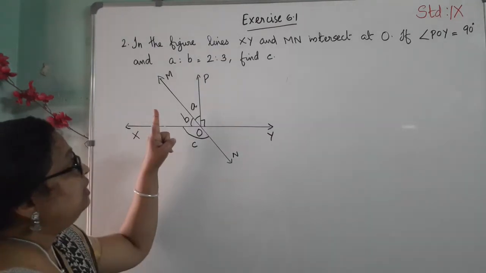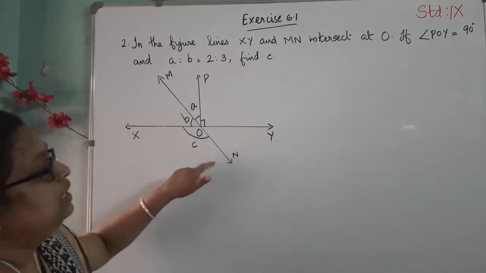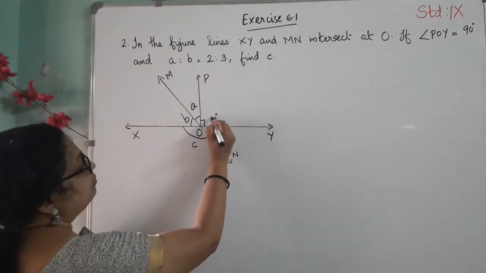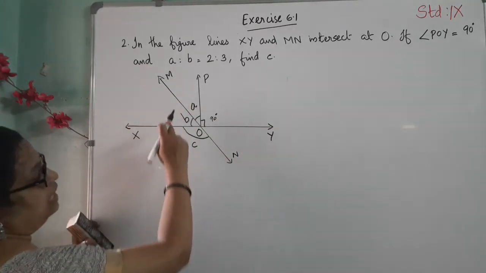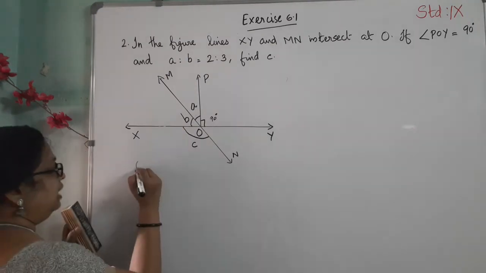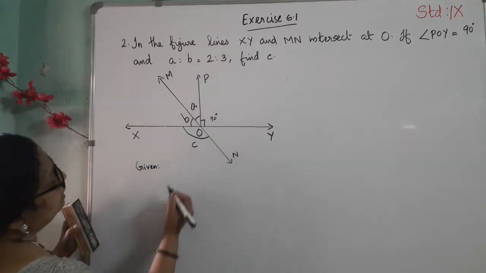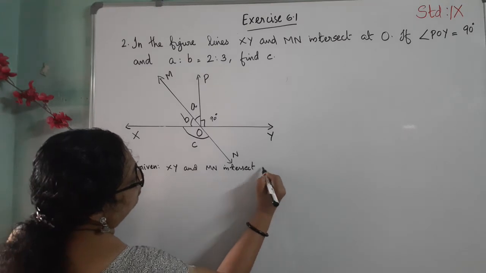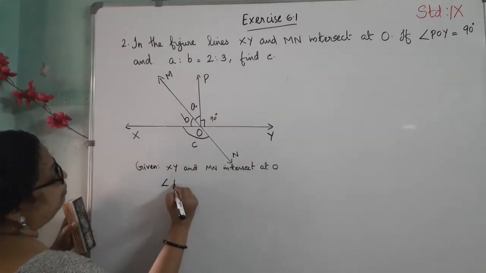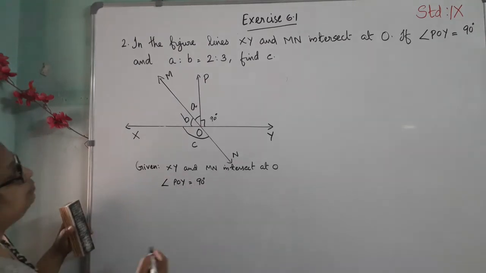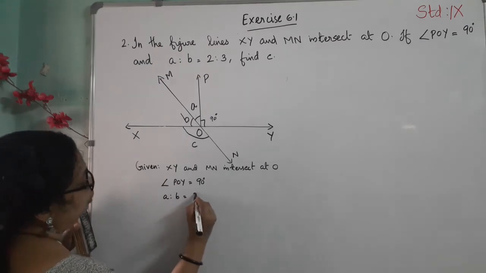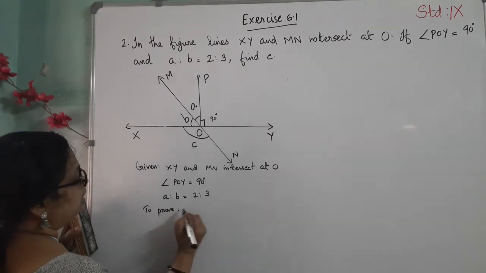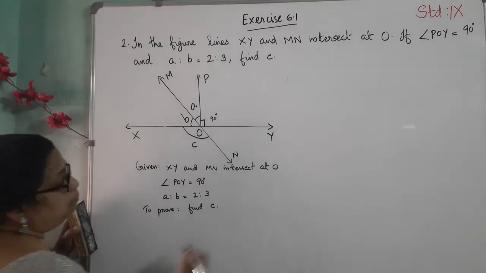Clear? Second question. In the figure, lines XY and MN intersect at O. If angle POY is 90 degrees, and A is to B is 2 is to 3, then find C. Whatever is given we can write: XY and MN intersect at O, angle POY equals 90 degrees, and A is to B equals 2 is to 3. To prove, that is, find C.